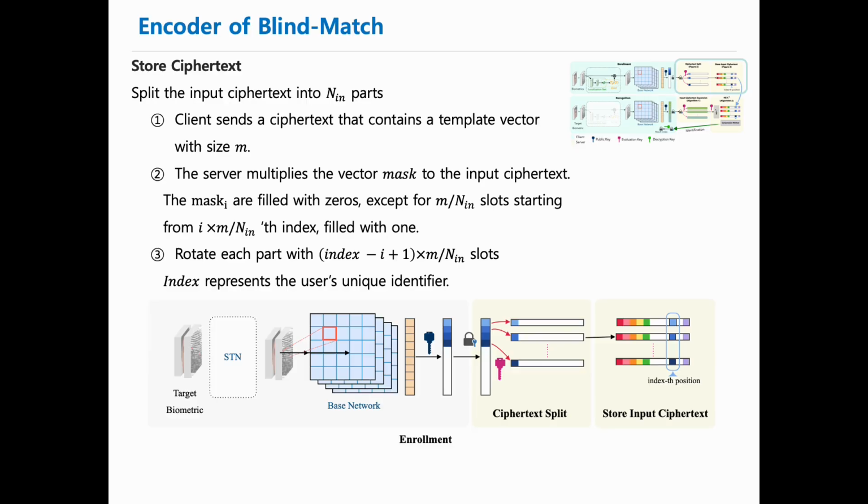When the server receives the encrypted template vector, it splits it into many parts in encrypted status. The detailed process is: first, the client sends a ciphertext that contains a template vector with size m. Next, the server multiplies a vector mask to the input ciphertext. The mask I is filled with zeros, except for m over n slots starting from I multiplied by m over n, which are filled with 1. Finally, rotate each part with index minus I plus 1 multiplied by m over n slots. The index represents the user's unique identifier.